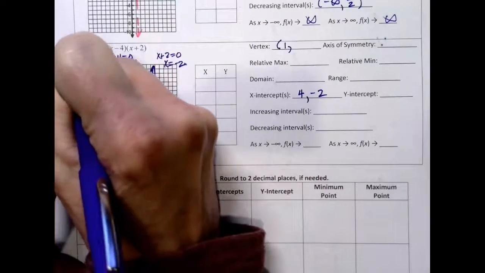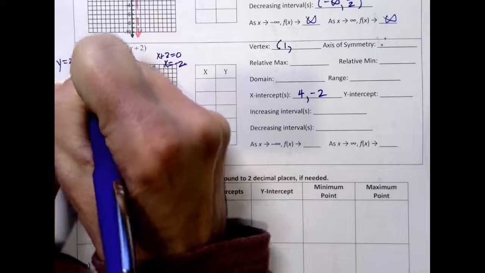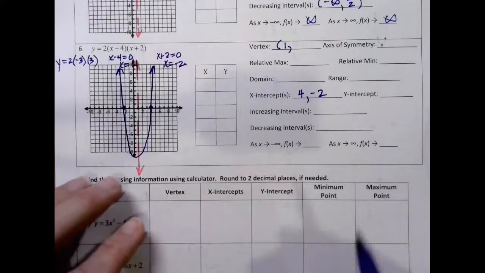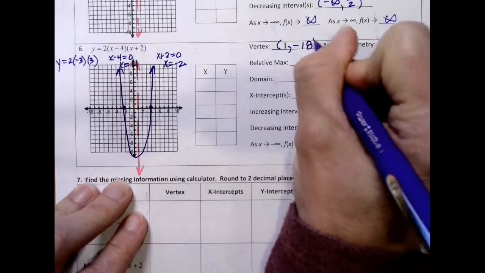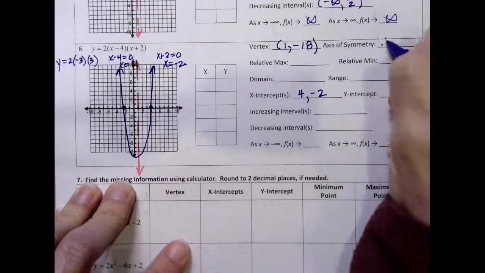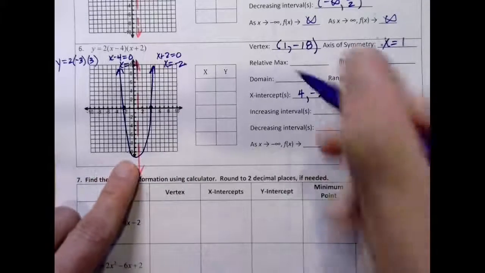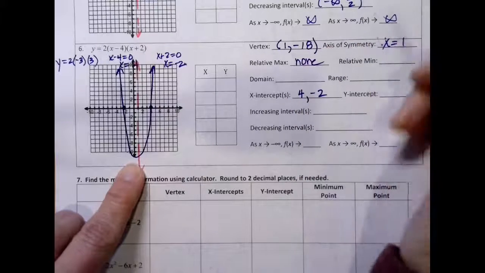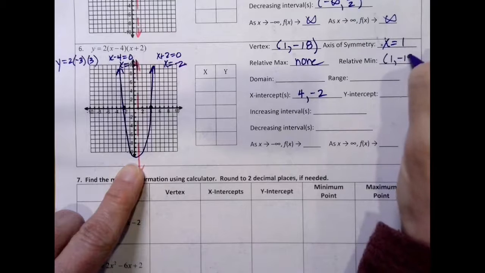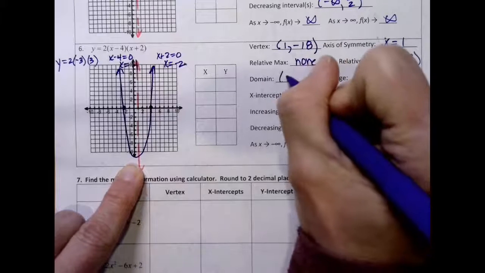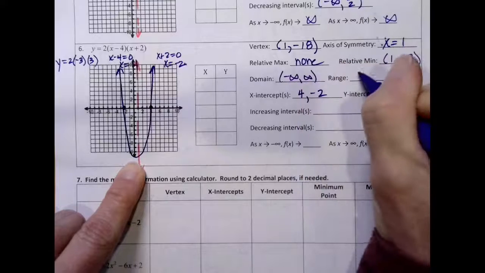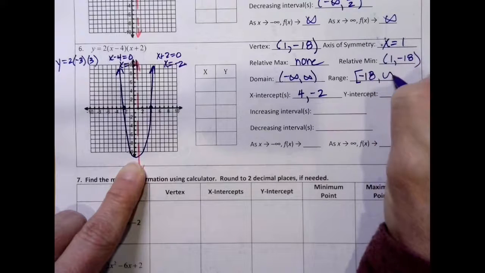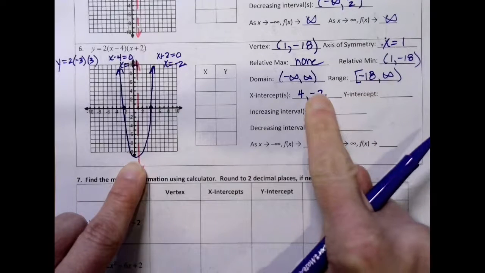y is equal to 2 times (1 minus 4), which is negative 3, times (1 plus 2), which is 3. 2 times negative 3 times positive 3 sounds like negative 18 to me. And my axis of symmetry is x is equal to positive 1. There is no maximum on this graph. And my relative minimum is going to be that vertex point, over 1 down 18. Anything can go in, but the only things coming out are going to be from negative 18 on up to infinity. I already got my x-intercepts.